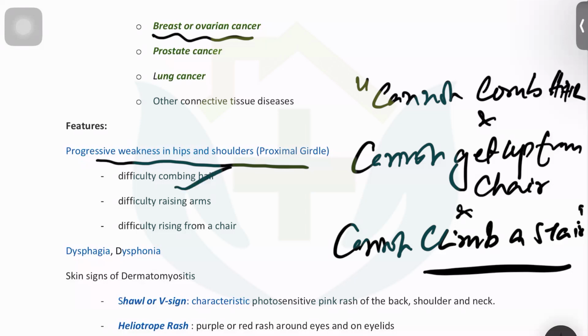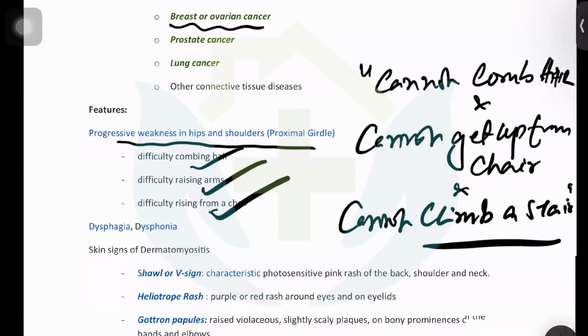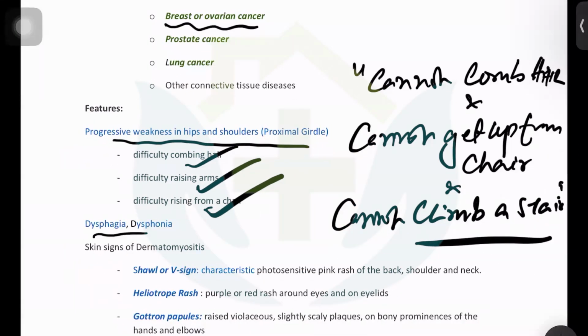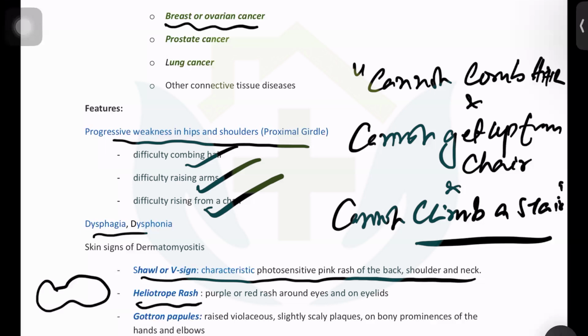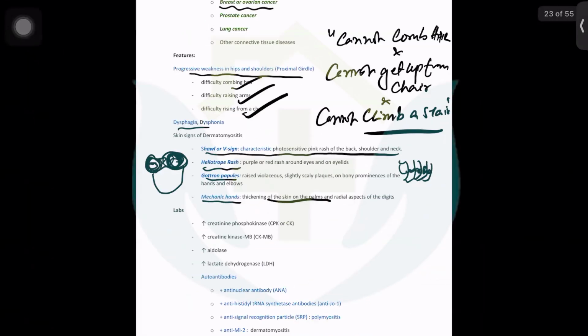There will be difficulty combing hair, raising arms, rising from chair, dysphagia, dysphonia. There will be shawl sign on the chest, back, shoulder, heliotrope rash, that is this rash on the face. This is heliotrope rash. Gottron's papules are on the knuckles. There will be Gottron's papules here. Mechanic's hands, thick skin of the palms and hands, that will be there.